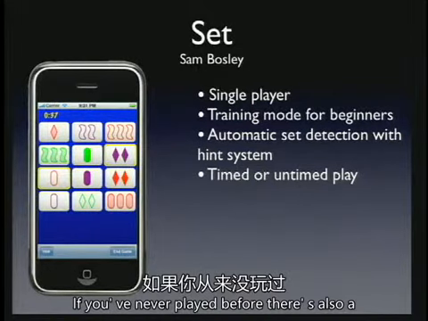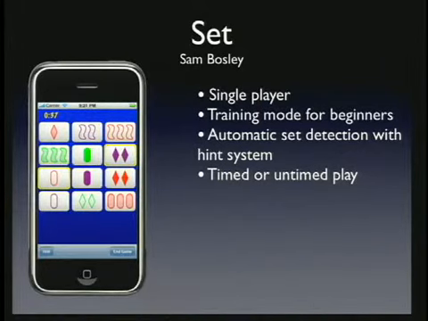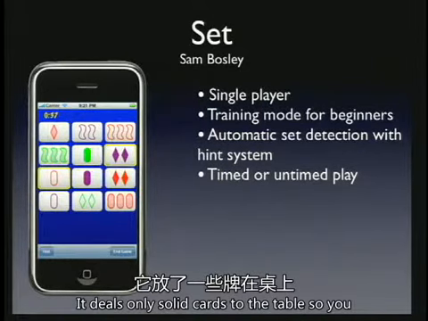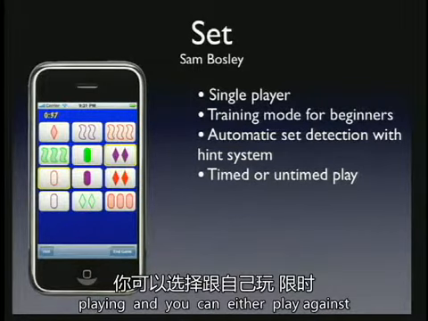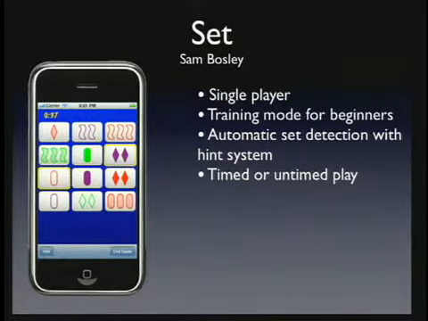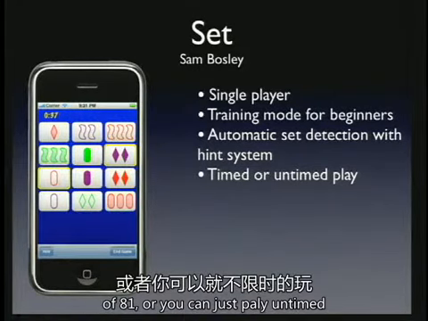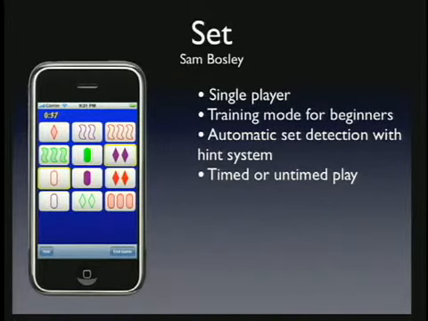If you've never played before, there's also a training mode that basically just eliminates one of the attributes. It deals only solid cards to the table, so you have fewer cards to consider when you're playing. And you can either play against yourself timed and try to beat your best time of getting through the entire deck of 81, or you can just play untimed for your own amusement. And that's about it.